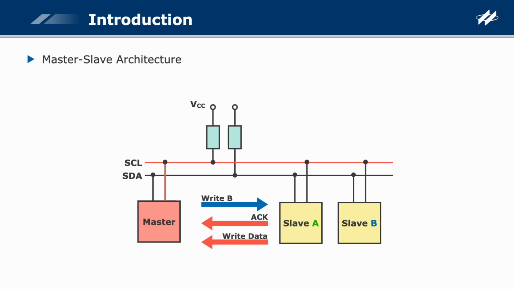Read operation is similar. For example, when slave B receives the master read B signal, it will respond with an ACK and then write the data to the master.